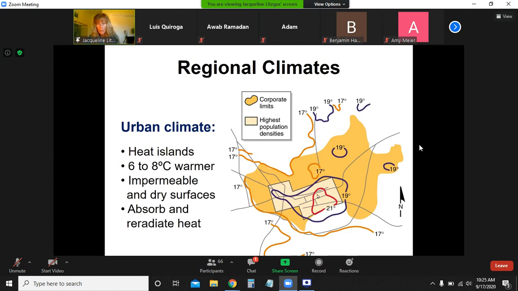And so the example that's given here, this is Chapel Hill, a city in North Carolina, and the corporate limits are indicated by the yellow shading here, and then this is the highest population density, the sort of deepest downtown. And these are thermal isoclines, thermoplets, you could call them, but they're sort of like topographic map lines, contour lines, but based on temperature gradient. And so right in that downtown core, in this given example, it's 21 degrees Celsius, and then as you move out, it's 19 degrees Celsius, and then as you move out to more of the countryside, you can see that it goes down to about 17 degrees Celsius. So there's this thermal gradient from the city core to the more rural areas.